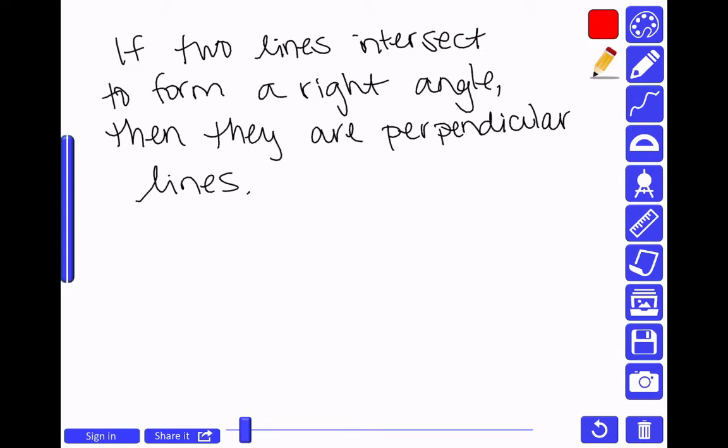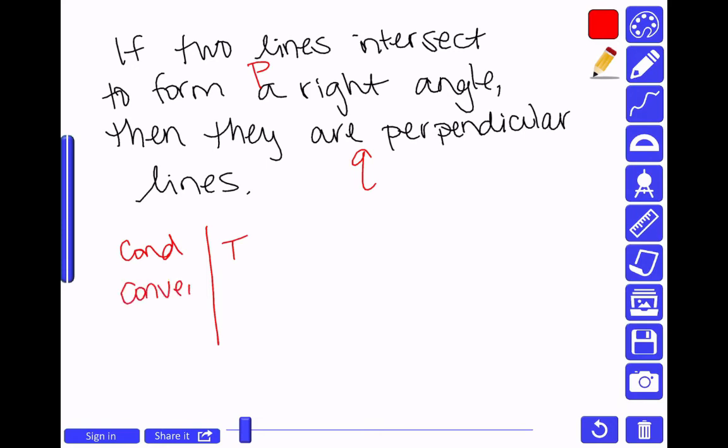So here is the definition of perpendicular lines written as a conditional statement in the if-then form. If two lines intersect to form a right angle, that is my P, then the lines are perpendicular, or then they're perpendicular lines. So let's think about the truth value of this. Is the conditional true? The conditional, yes, is true. That's the definition. If two lines intersect to form a right angle, then they are perpendicular lines.